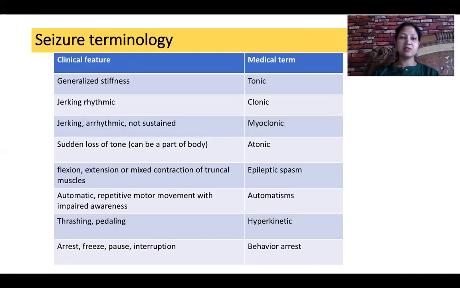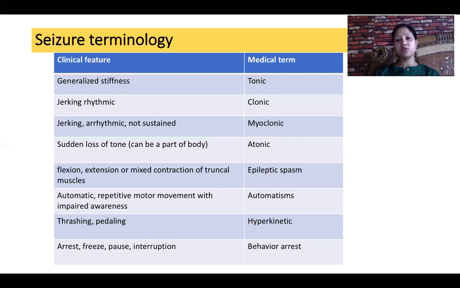When the child has a certain loss of tone and becomes limp during that seizure activity, it is an atonic seizure. Epileptic spasm is a new word in this classification system, used instead of infantile spasm, which we used previously. It means there is a sudden flexion, extension, or mixed contraction of truncal muscles.